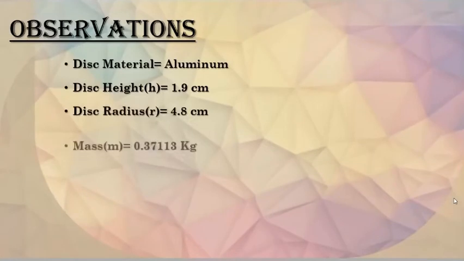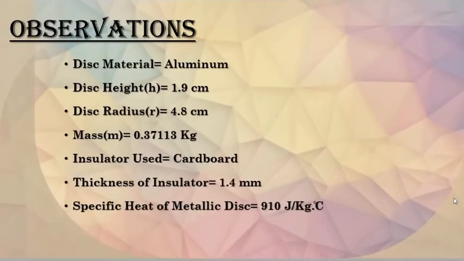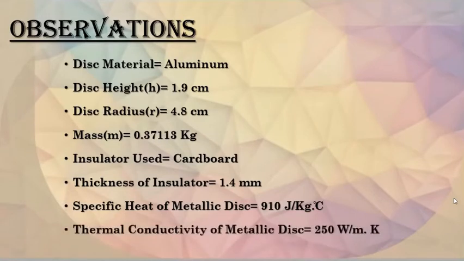So these are the observations we noted. Material of the disk is aluminium and its height is 1.9 centimeter and its radius is 4.8 centimeter. Mass of the disk which we consider is 0.37 kg. We use cardboard of thickness 1.4 mm as an insulator or as a bad conductor. Aluminium disk which we use has specific heat of 910 joule per kg degree Celsius and thermal conductivity 250 watt per meter Kelvin.